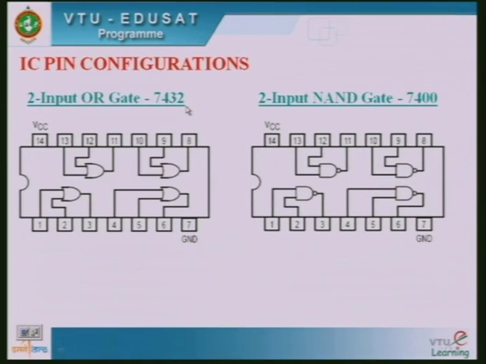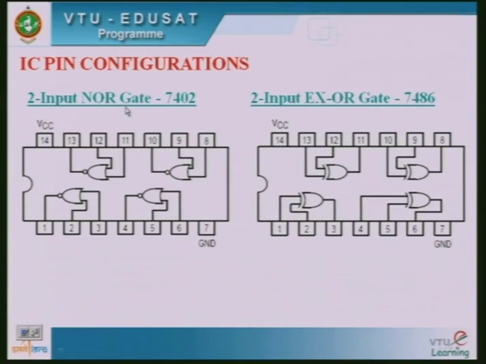Similarly, 7432 is the OR gate integrated circuit chip. Here pin number 14 and pin number 7 are used for supply, and 4 gates are made available because 3 terminations are required for each. Here this is 7400. We are seeing the NAND gate inside, and here also there are 2 input terminations and 1 output termination, and 4 such gates are accommodated.